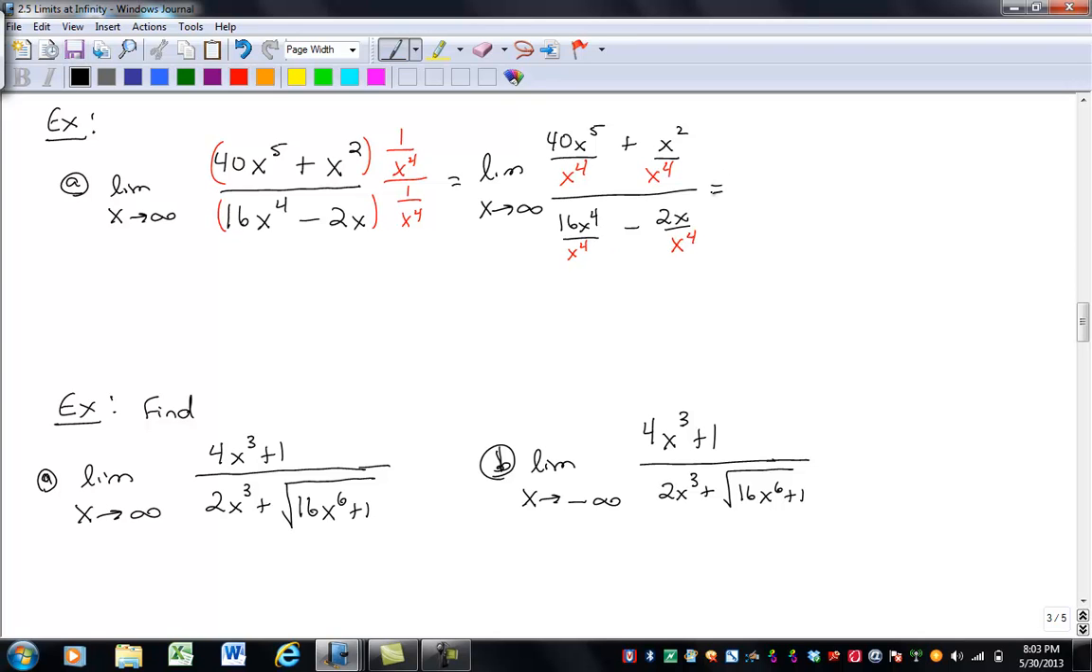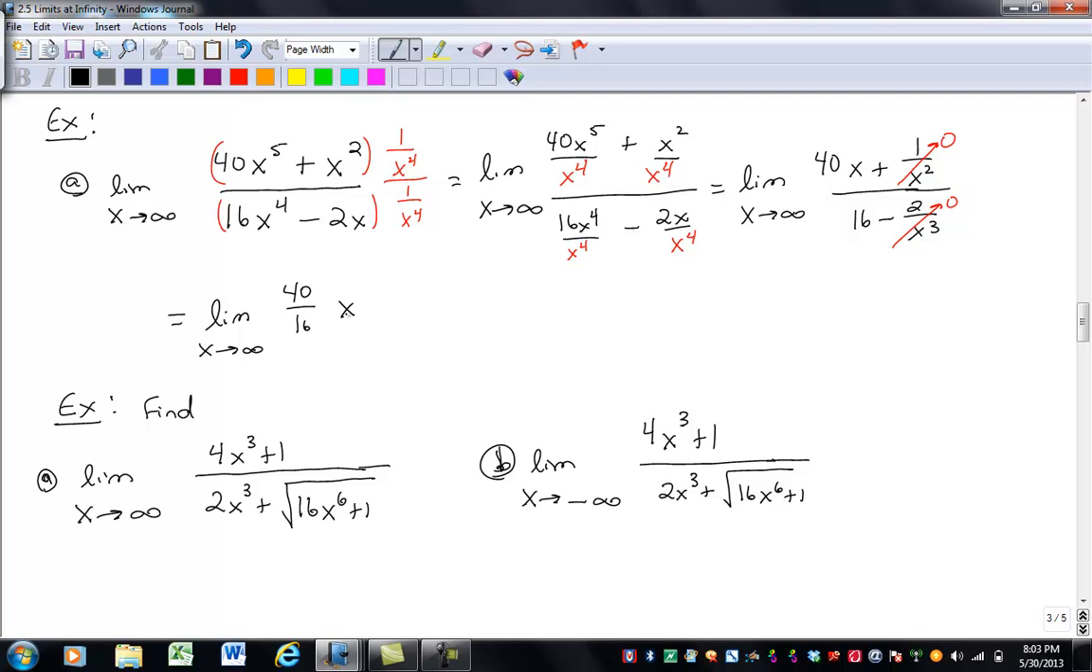And I simplify. I cancel x's. And what I end up with is 40x plus 1 over x squared, over 16 minus 2 over x cubed. And since x is going to plus or minus infinity, 1 over x squared goes to 0, and 2 over x cubed goes to 0, because x is going to infinity. And that's that property 3 again. So this is the same thing as the limit as x goes to infinity of 40x over 16.